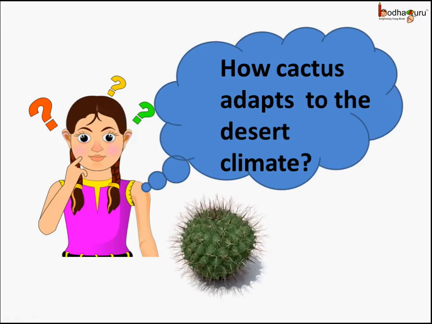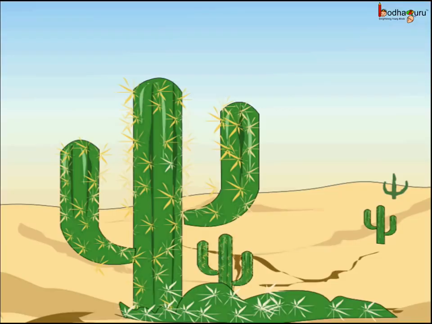Now you must have heard about cactus which grows in the desert climate, and the climate of desert is very dry and hot. So how does the cactus adapt to the desert climate? Let us see. It is due to the modification of its stem and the leaves.